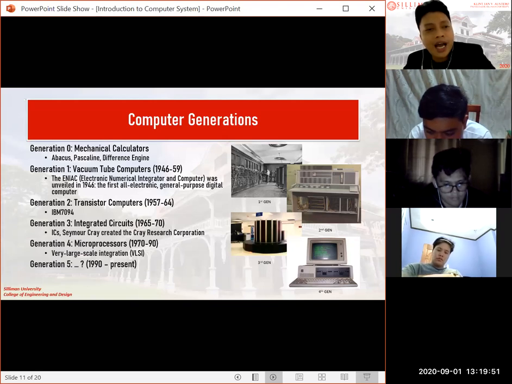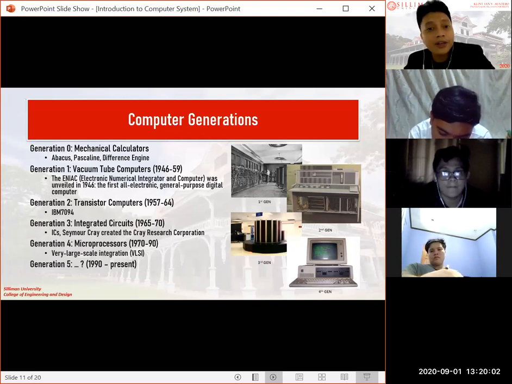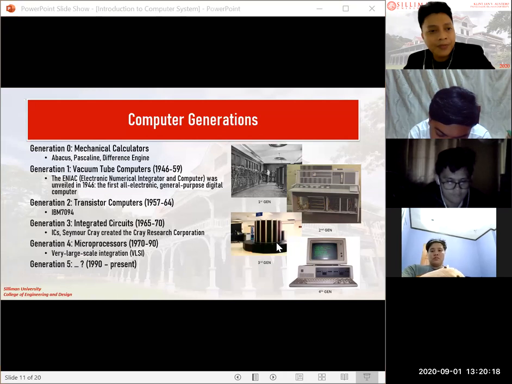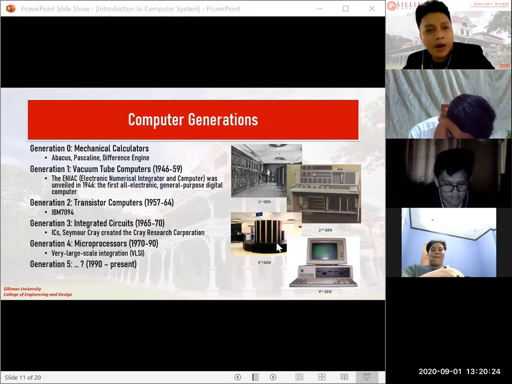And the first one was the IBM 1794. And you can see there, we are already going to smaller and smaller computers. Then later on, with transistors, we developed what we call the integrated circuits, or ICs, or what we call chips, microchips. Because of that, we are able to create very powerful computers.